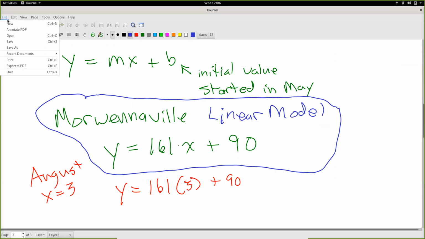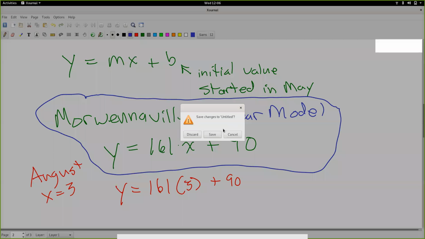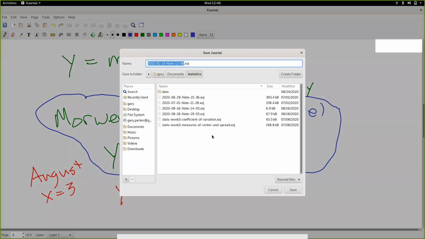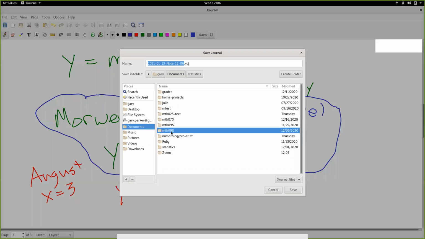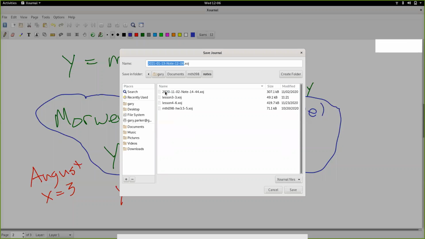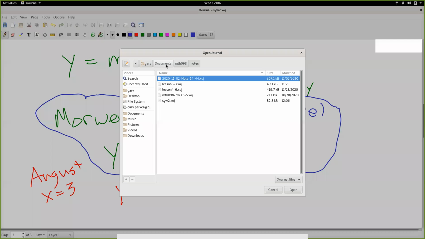And let's get back to today's. Yes, I do want to save that. Oops. Oh, come on, there. There. And okay.